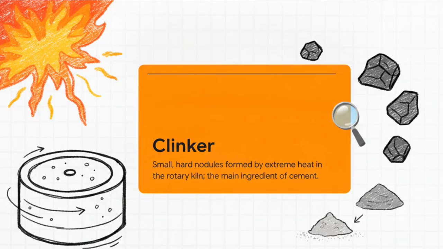So what does this all mean? The crucial point is what actually emerges from this 1,450-degree inferno, and that is clinker. Because of the intense chemical reactions happening inside the rotary kiln, that fine powder fuses together to form small, hard nodules. These dark gray nodules are the clinker, and this right here is the main ingredient of cement. The rock is efficiently transformed into the foundational element we need.